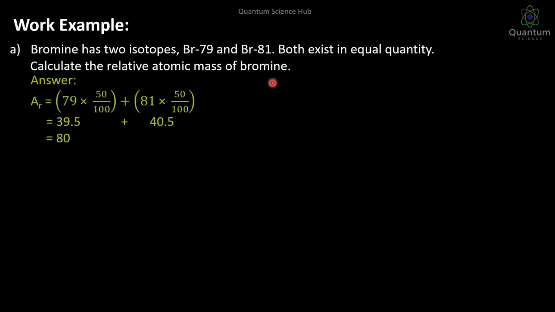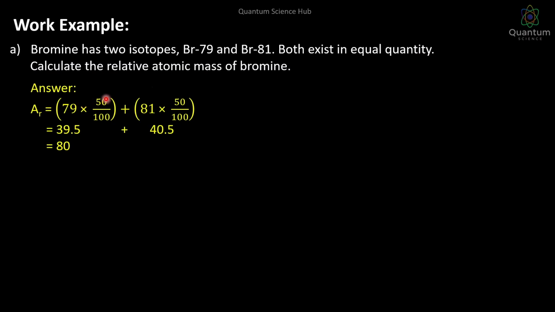Okay, so how to solve this question? We know 79 and 81, right? So the total here will make 100%, and they both exist in equal quantity. So 100 divided by 2 with the same quantity, so both of them will have 50%, right? So 79 times 50% plus 81 times 50%. And then just do the normal mathematical calculation, and this is the result.